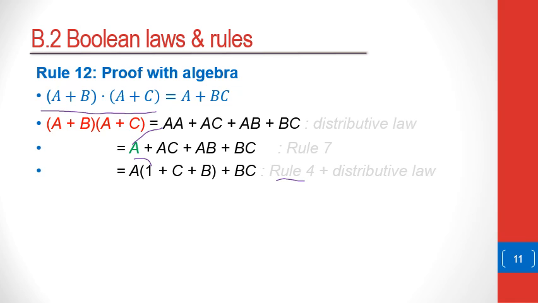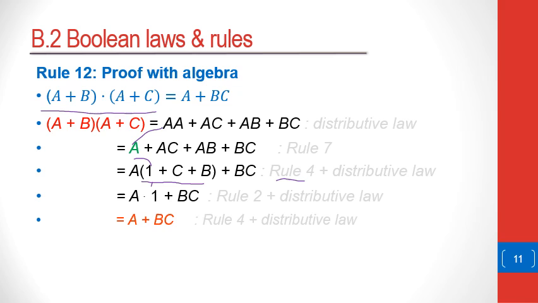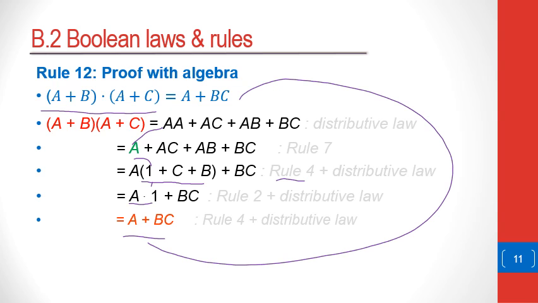And then we use rule 4 plus the distributive law to show that we can actually factor out the A. In this case, rule 4, we know that A is simply equal to A and 1. So we can factor out those common factors of A. And then we use rule 2 plus the distributive law, because then we are left with this being equivalent to simply 1. Then if you remember by rule 4 that A and 1 is simply equal to A, then we have A or BC, which gives us the right-hand side of the equation.